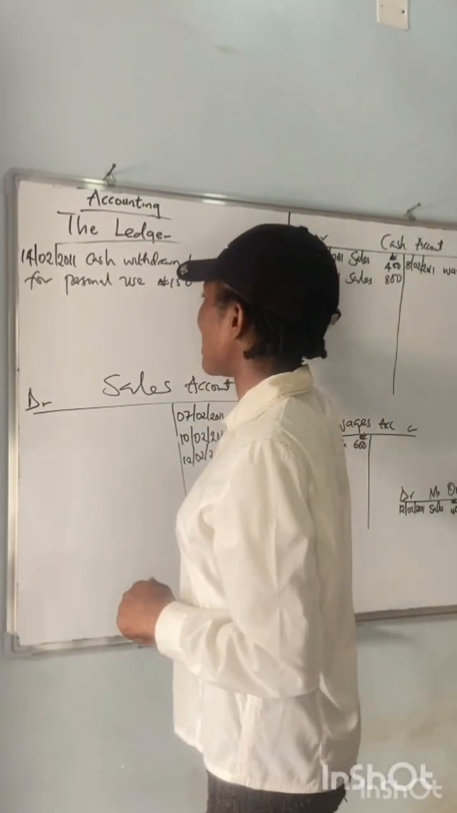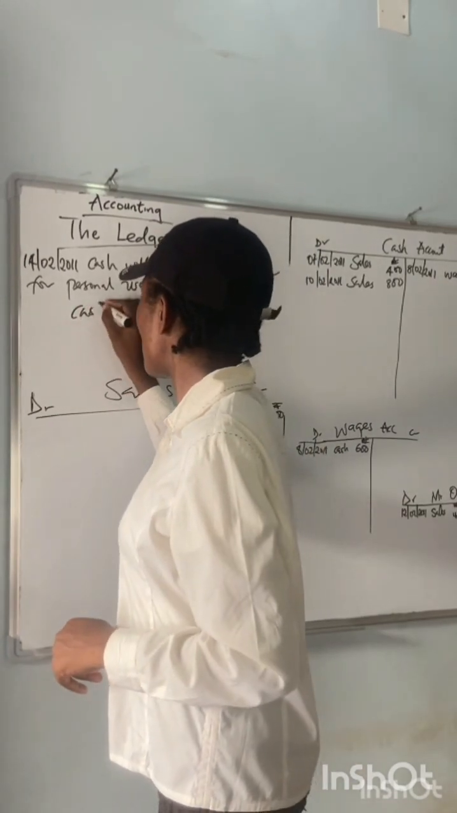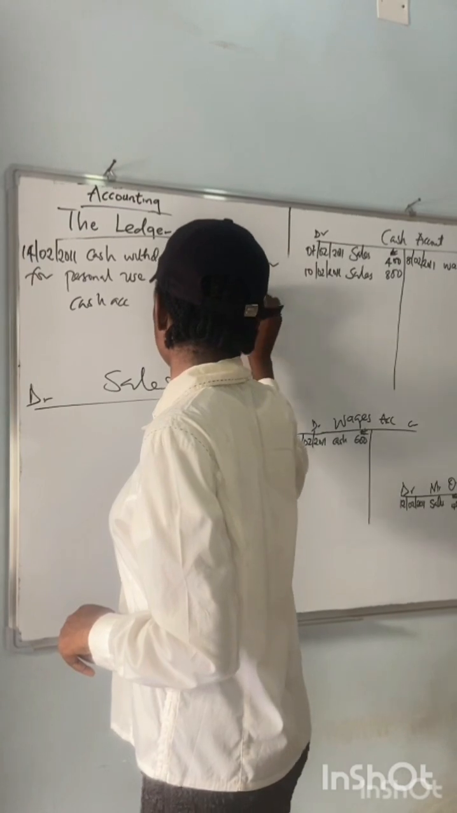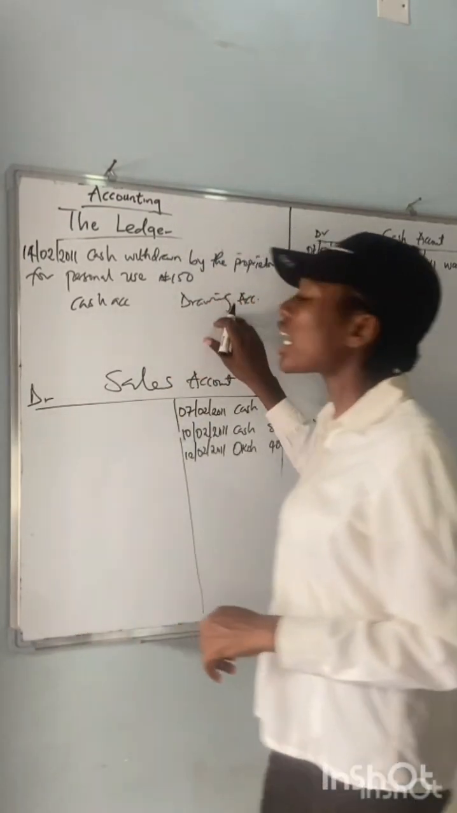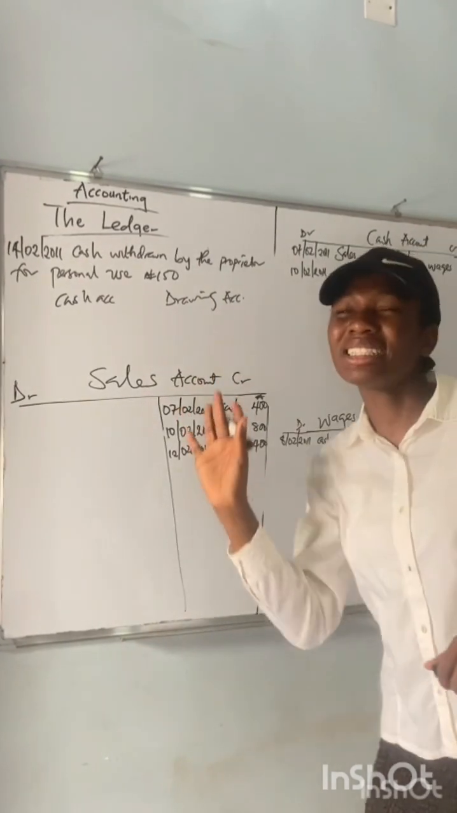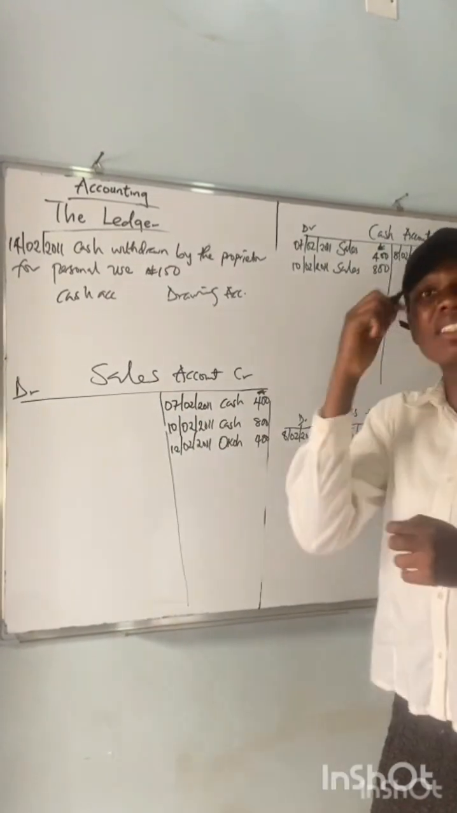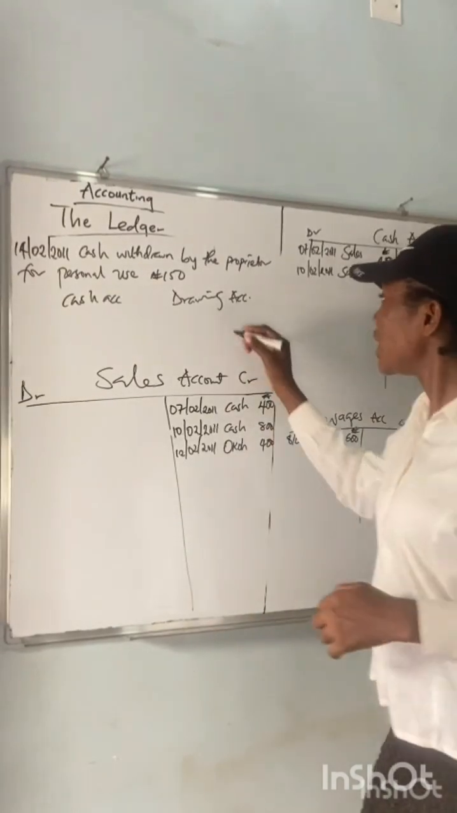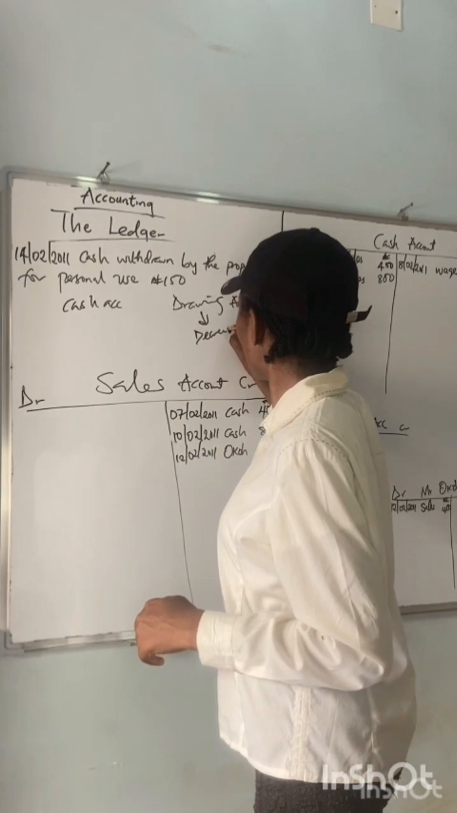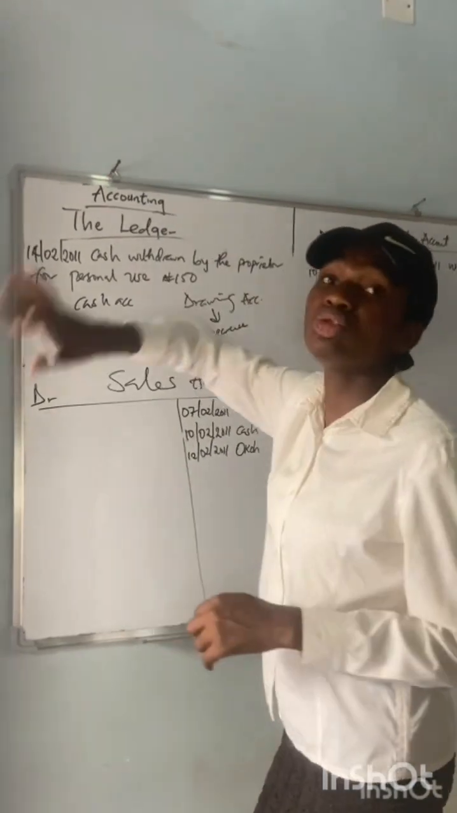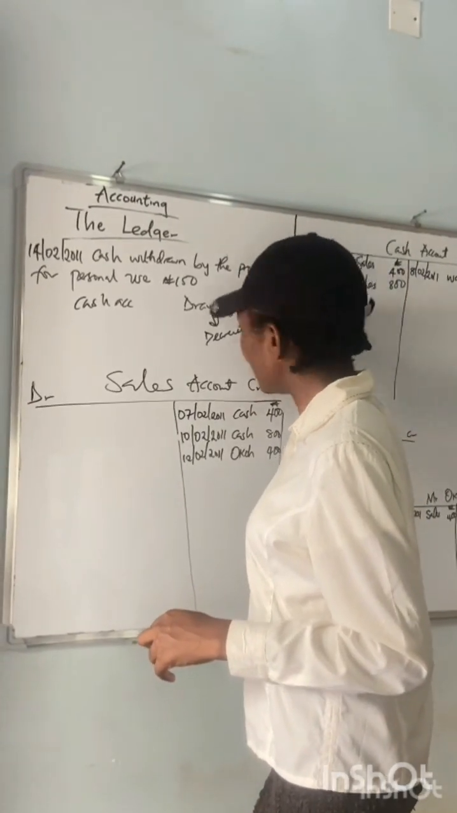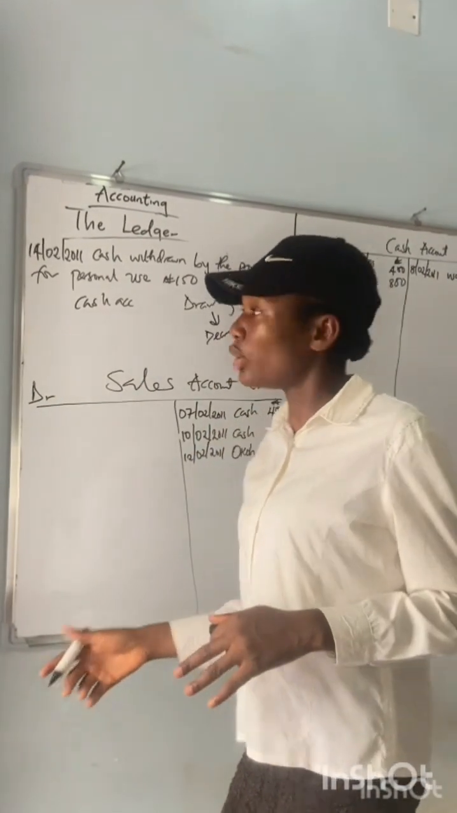Now, he took it for personal use, so we are having the cash account and the drawings account. The drawings account is under the private ledger, and it will be affecting our capital. Like I said, a decrease in capital will be debited, since an increase in capital is credited.